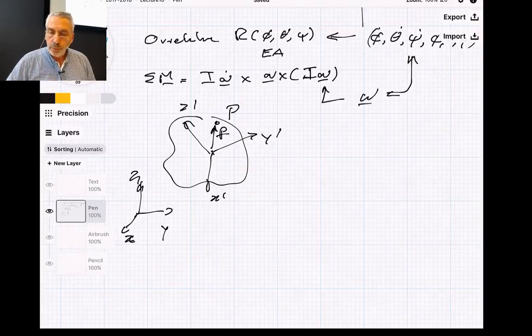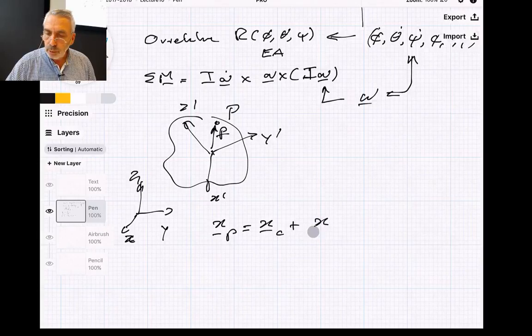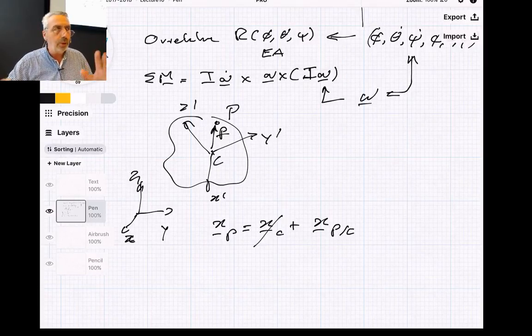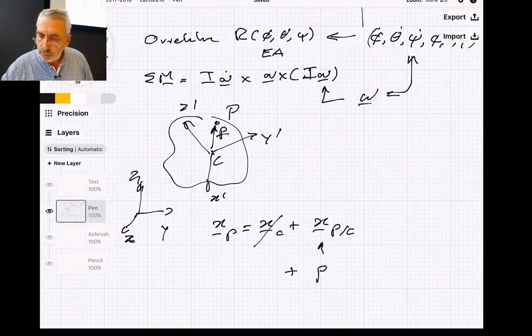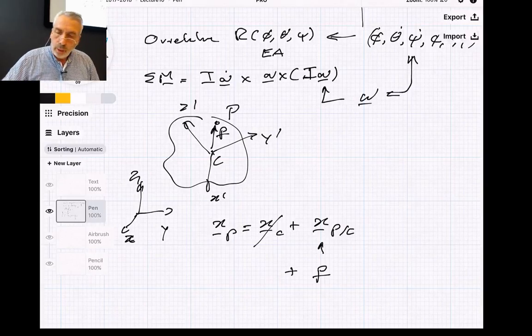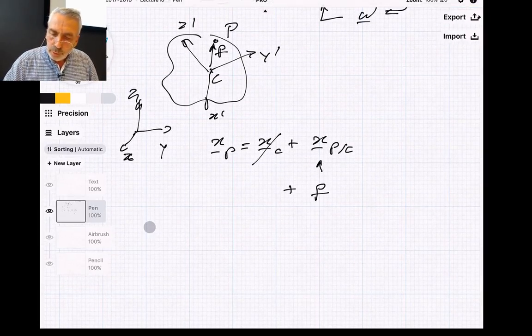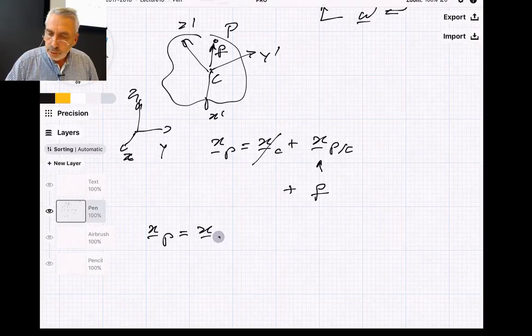Now how do we find the position of a point? We say, well, x of p is the x of c plus p relative to c. And as I said, for now we're going to forget this translation. It's not so important. I only want to look at this part, which in my picture is this point p. So the general formula tells me xp is this xc plus xp with respect to c.